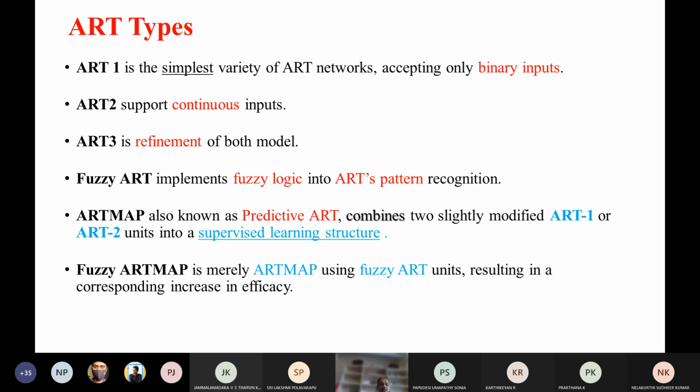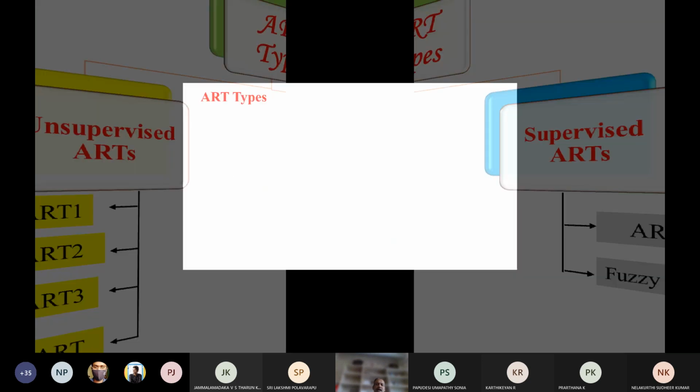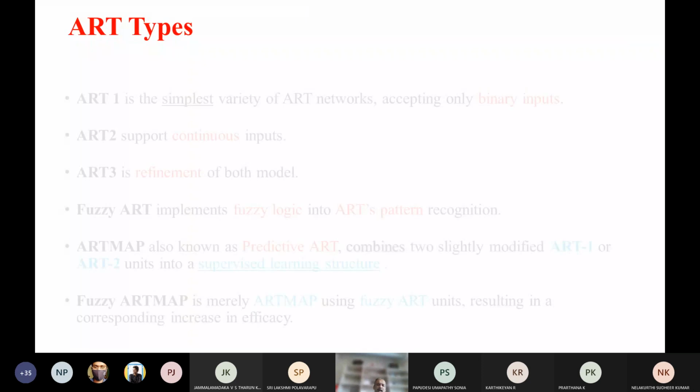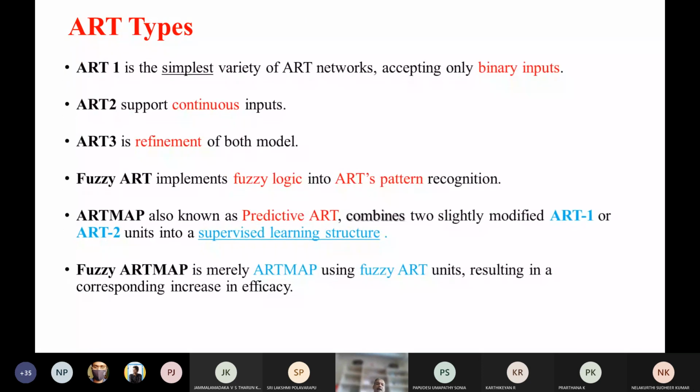The first four we saw, ART1, ART2, ART3 and fuzzy ART, are considered unsupervised ARTs. Now the ART map and fuzzy ART map are considered supervised learning structures. ART map is also known as predictive ART.